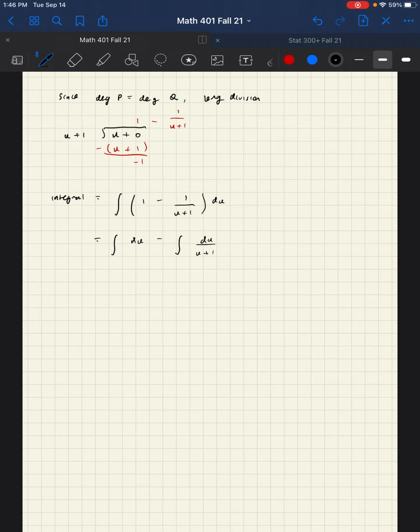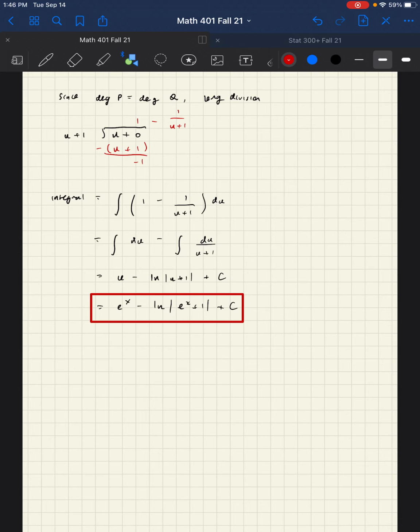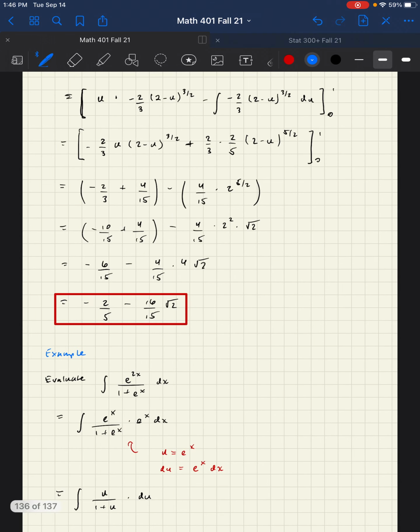So this is the integral of du minus the integral of du over u plus 1. That is an application of natural log. So we get u minus natural log of the absolute value of u plus 1 plus c. And then we can replace back our u, which was e to the x. So it equals e to the x minus natural log of the absolute value of e to the x plus 1, plus c. Not terrible.